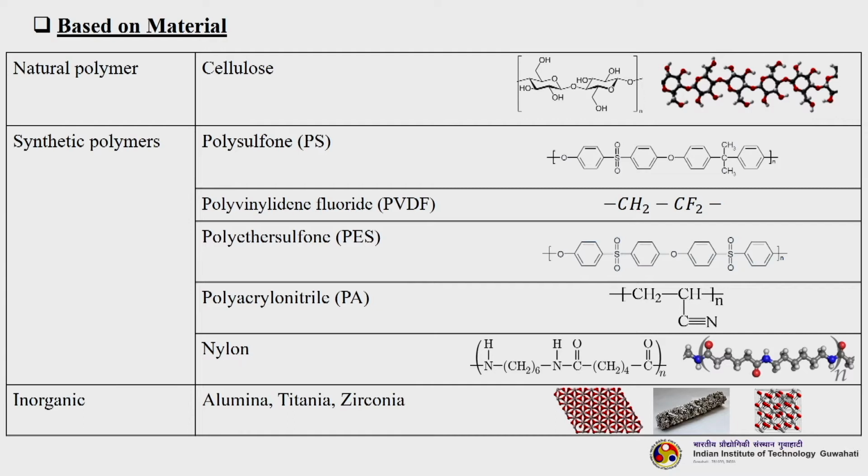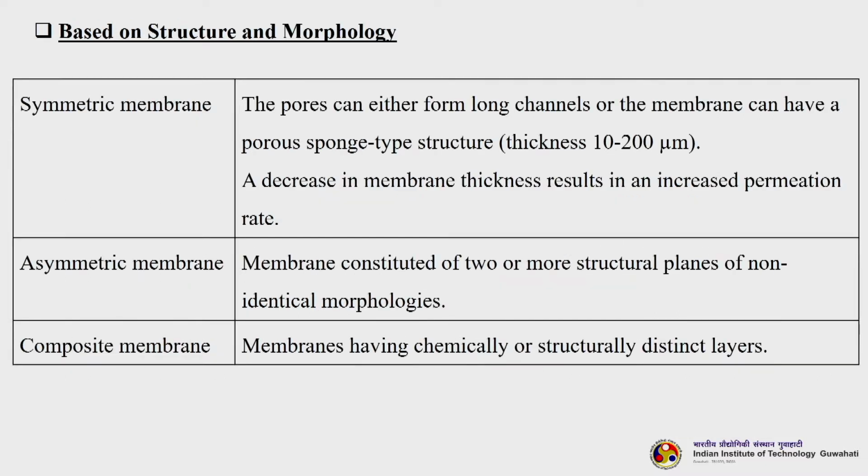Apart from the natural or synthetic polymers, we can have inorganic membranes also, which are usually called ceramic membranes. These membranes can be prepared from various materials. I have just listed 3. These are common materials, either alumina, titania or zirconia. So, the next classification is based on structure and morphology.